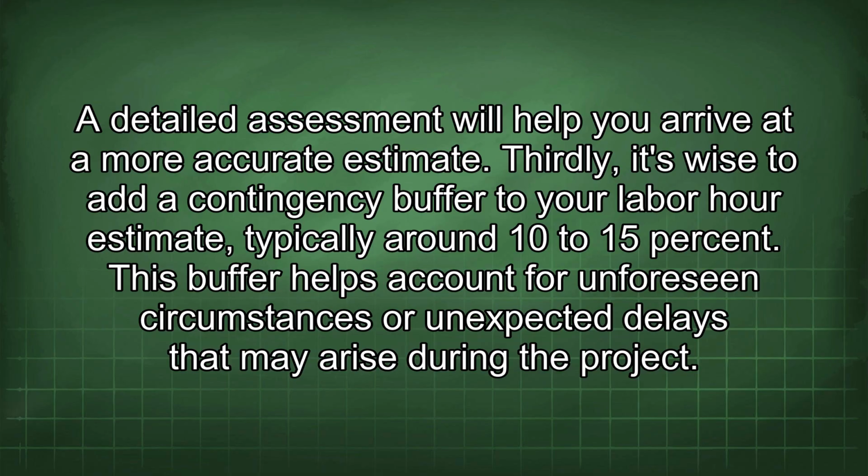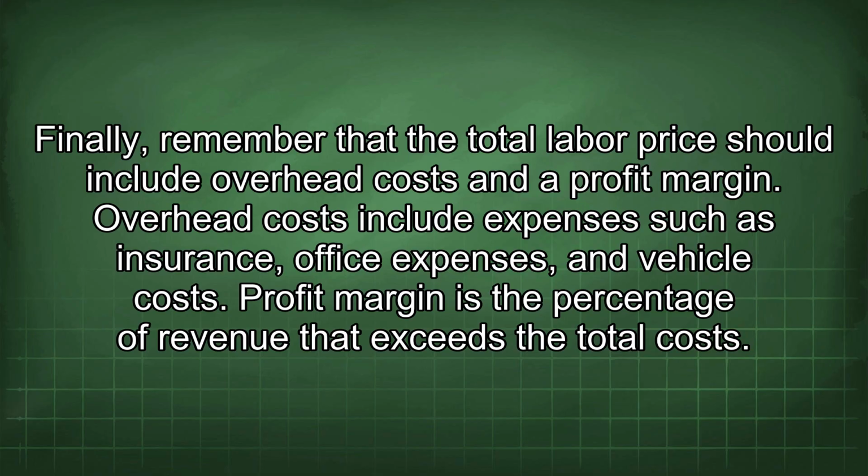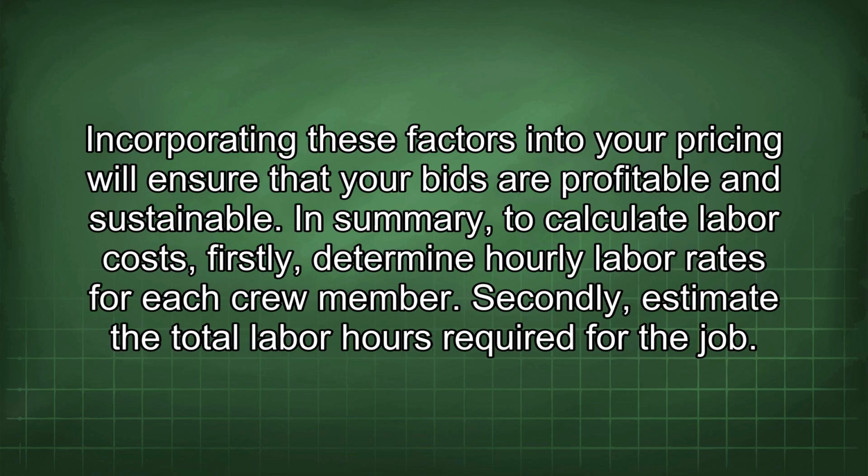Thirdly, it's wise to add a contingency buffer to your labor hour estimate, typically around 10 to 15%. This buffer helps account for unforeseen circumstances or unexpected delays that may arise during the project. Finally, remember that the total labor price should include overhead costs and a profit margin. Overhead costs include expenses such as insurance, office expenses, and vehicle costs. Profit margin is the percentage of revenue that exceeds the total costs. Incorporating these factors into your pricing will ensure that your bids are profitable and sustainable.